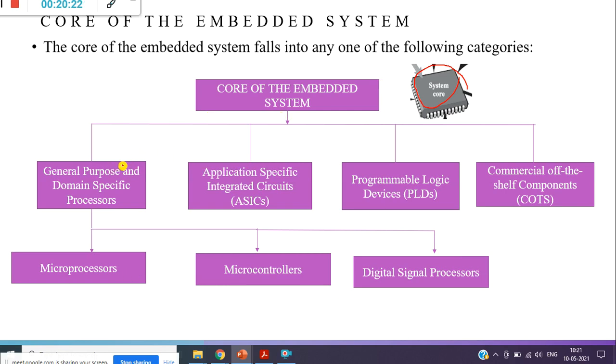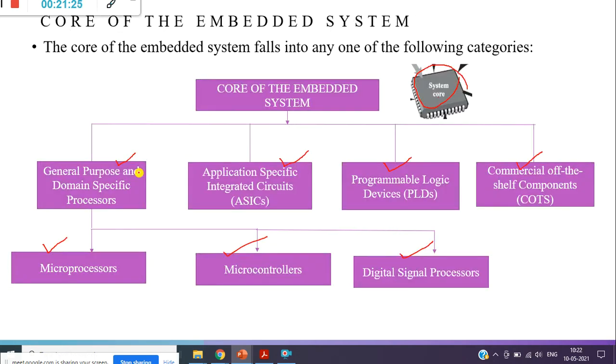The cores of embedded systems are of the following categories: general purpose and domain specific processors, application specific integrated circuits, in short we call them ASIC, and programmable logic devices, PLDs, and COTS, commercial off the shelf components. These are the systems or hardware that we normally use. Under general purpose or domain specific processors, we will be using microprocessors, microcontrollers, or digital signal processors. The core of embedded systems may also be application specific, like FPGAs or programmable logic devices, or it is COTS.